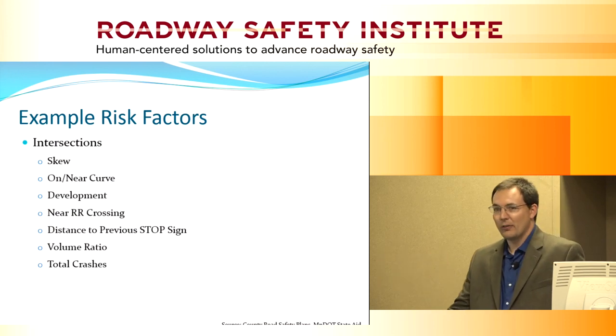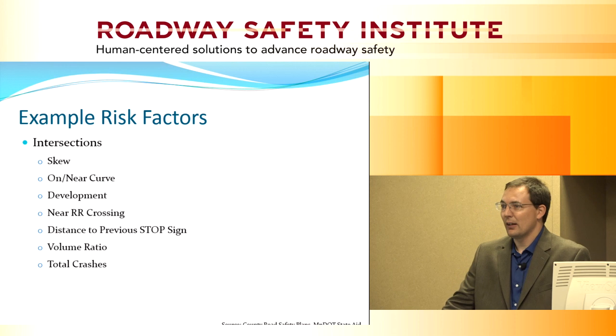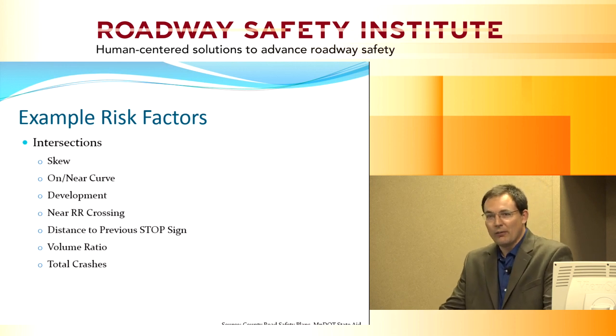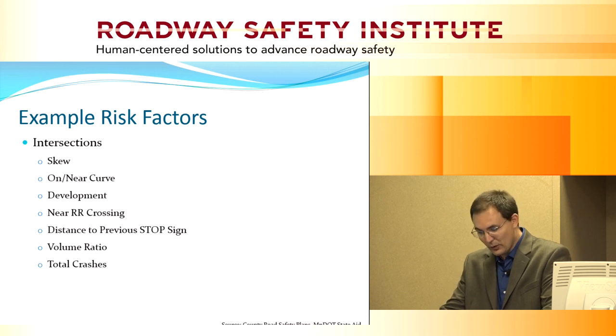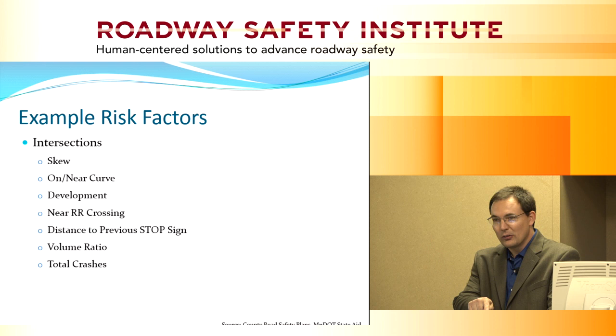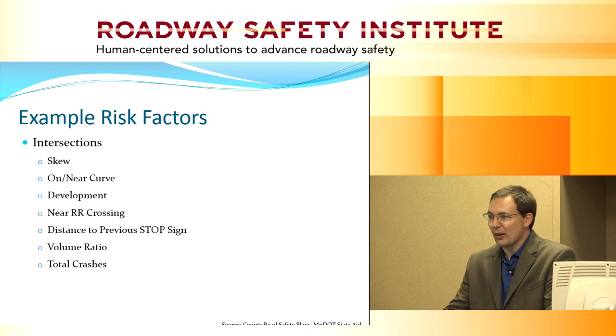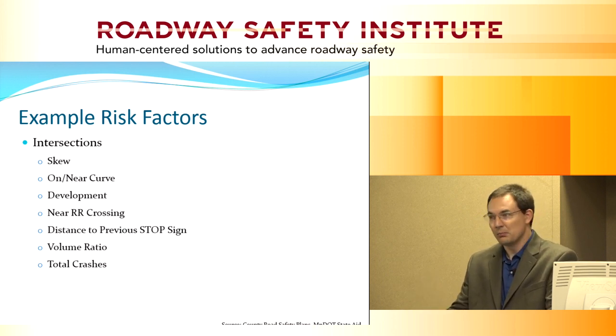Here's a list of example risk factors that are actually in the county road safety plan for intersections. These are the 1, 2, 3, 4, 5, 6, 7. I thought there were 7. There were only 7 risk factors identified for this phase of the county road safety plan. Skew, near a railroad crossing, total crashes. Oh, total crashes was only 1 star out of 7. It doesn't get 2 stars or 3 stars weight. It's 1 star out of 7. So it's equivalent weight of, is there skew? That's equivalent weight to if there was a crash.